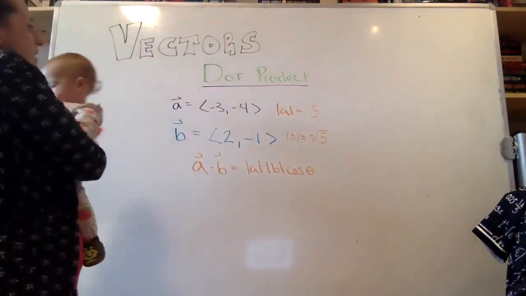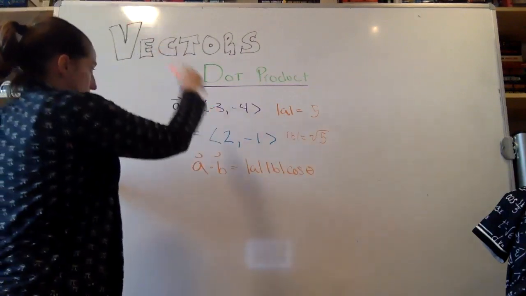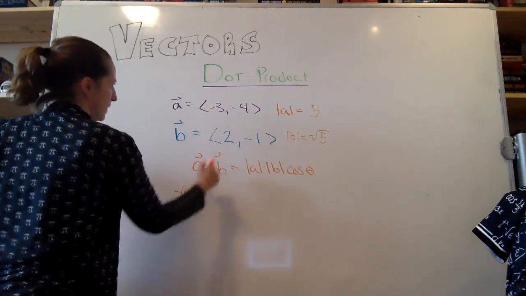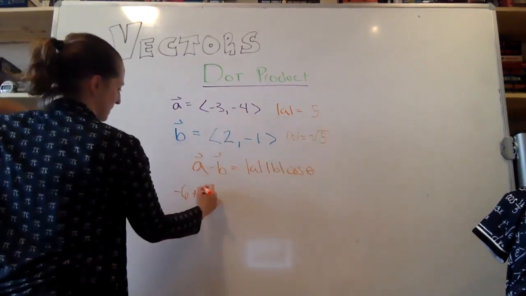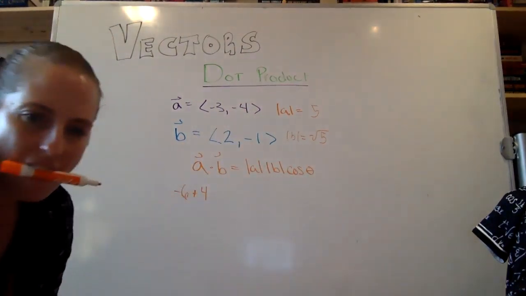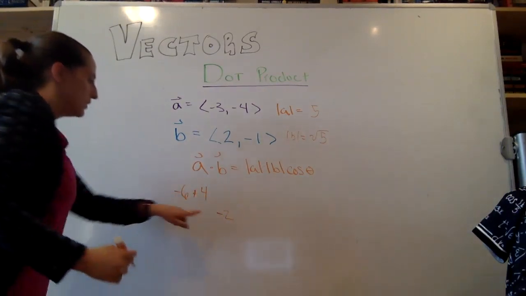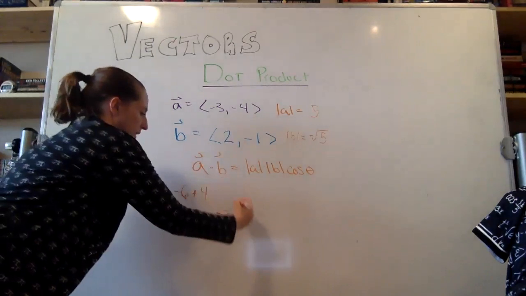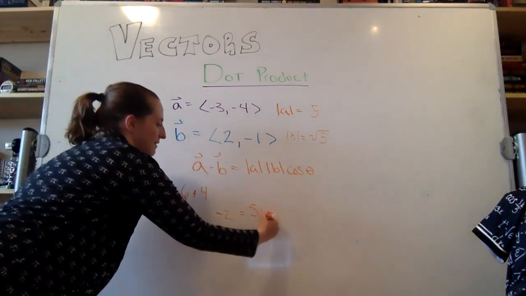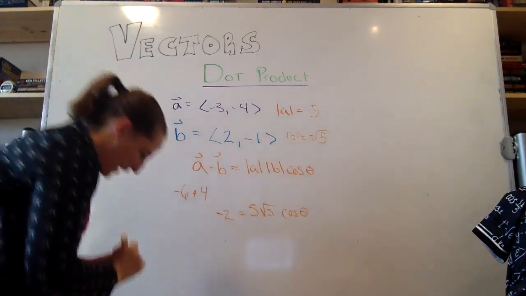Let's also think about A dot B with the algebraic method. -3 times 2 is -6, plus -4 times -1, which is 4. -6 plus 4 is -2. So we have -2, the dot product calculated algebraically, equals the magnitude of A, 5, times the square root of 5 times cosine of theta.